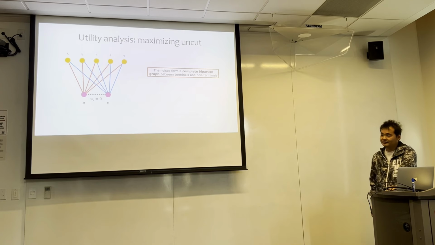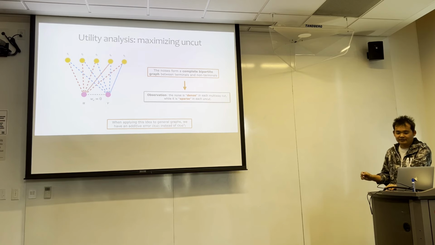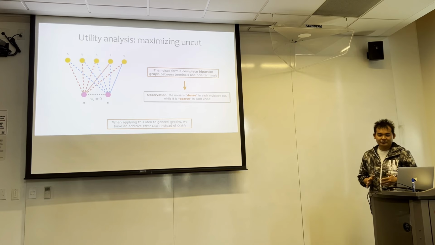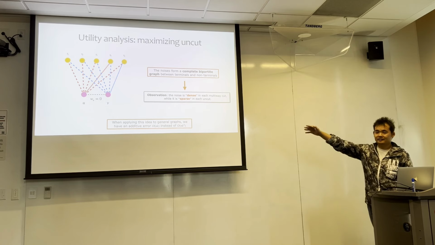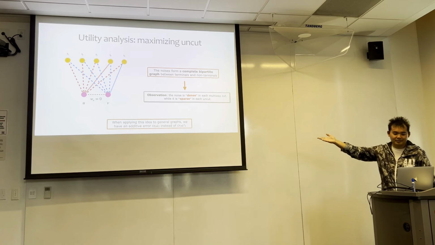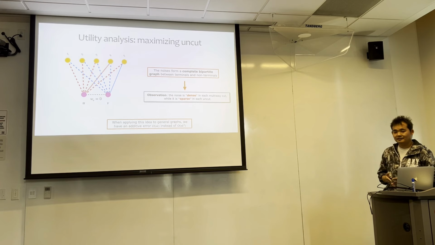And sure, we can also apply this idea to general graphs. The reason we can do that is because you can observe that, according to our algorithm, the noise actually forms a complete bipartite graph between terminals and non-terminals, right? And as a result, the noise is bounded to be very dense in each multiway cut, because if you want to separate one side in a complete bipartite graph, you have to remove almost every edge in this bipartite graph, except you can keep very few of them as in the cuts.